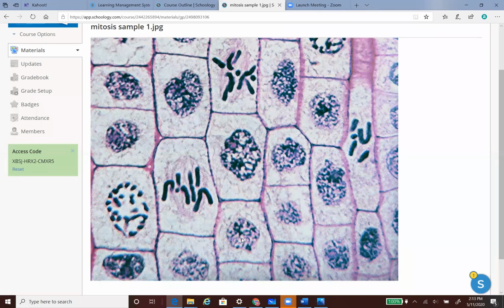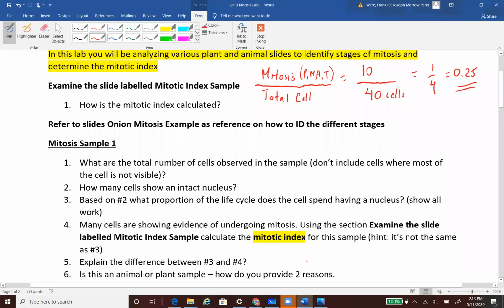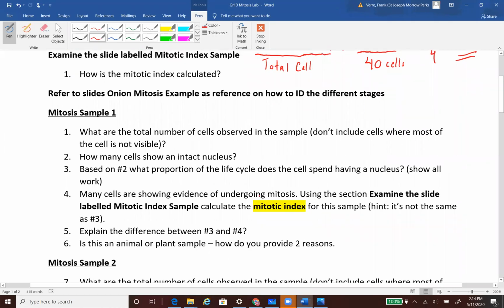So those 2 cells are undergoing mitosis. So what I would do is go through my image and count how many cells are going through those 4 stages, divide that by the total number of cells, and I would get my mitotic index, okay? So your job will be to go through the samples and answer the question.